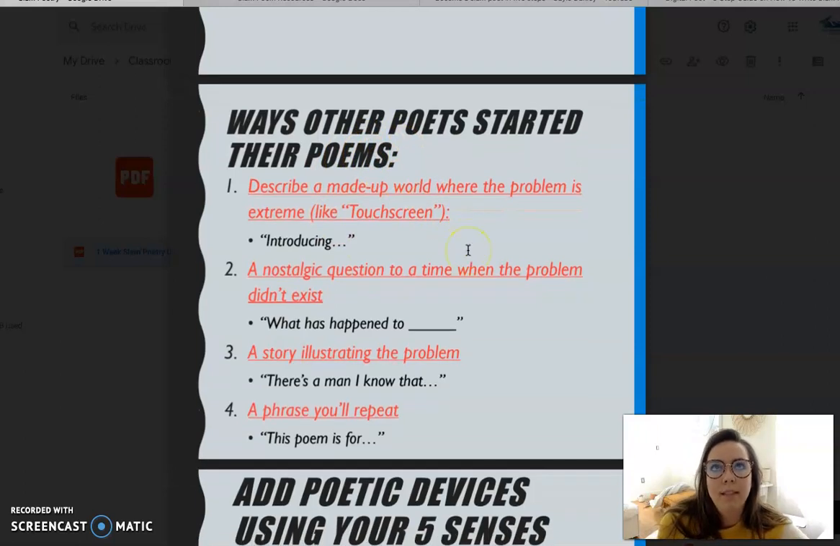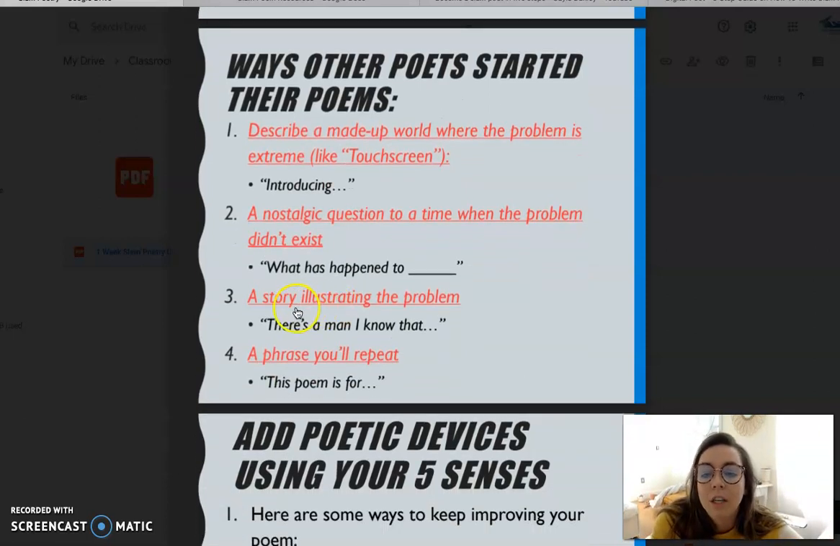Okay, so thinking about ways that you want to begin your slam poem, ways to really hook the listener. In Touchscreen, he introduces the slam poem with the classic question, whatever happened to the times when we, blah, blah, blah. It's like a rhetorical question. A story: there's a man that I know. And then a phrase that someone repeats: this poem is for, this poem is for. That is a repetition technique they use throughout the rest of the poem.